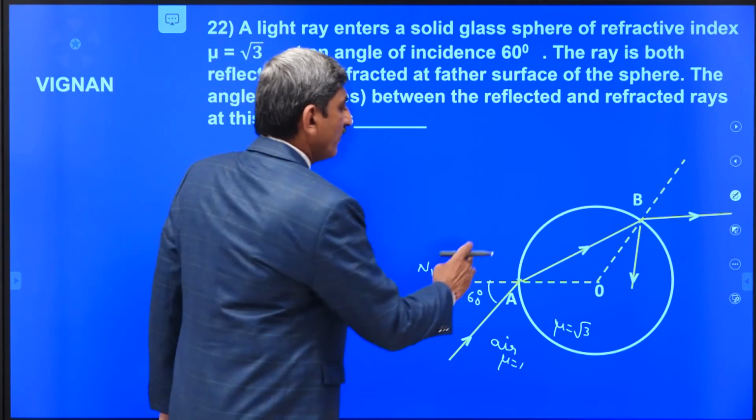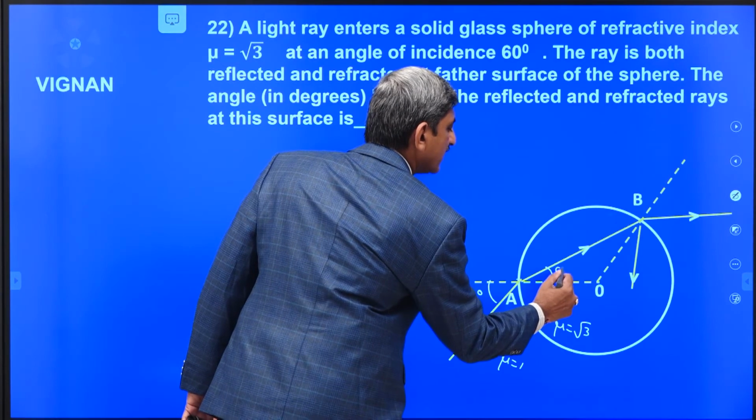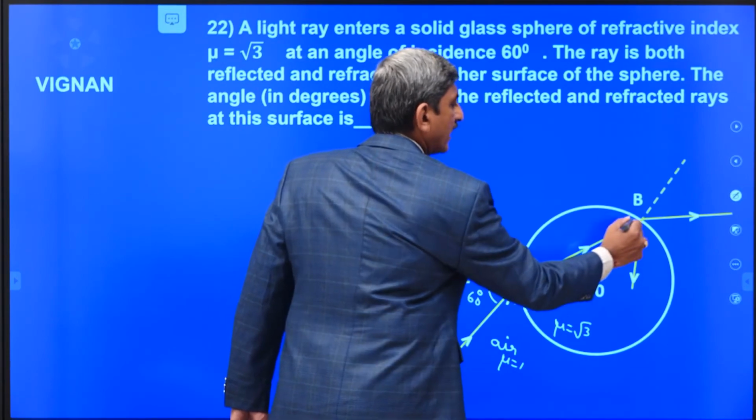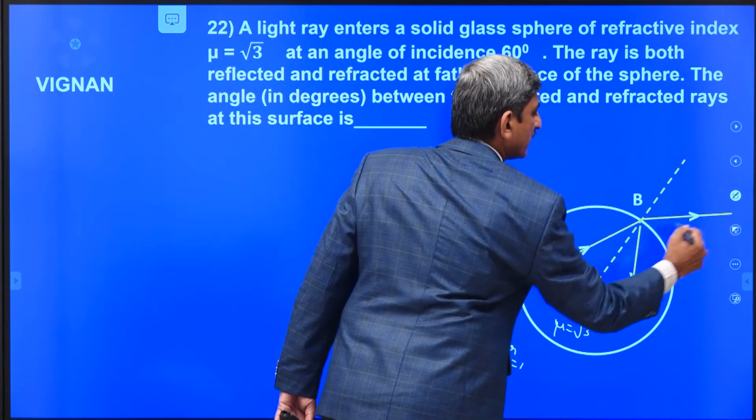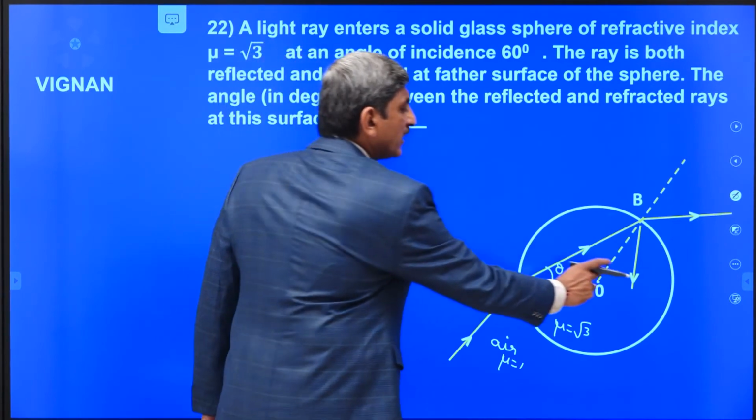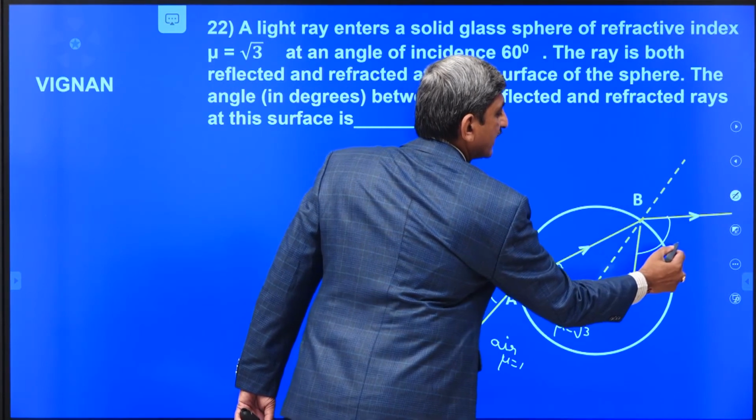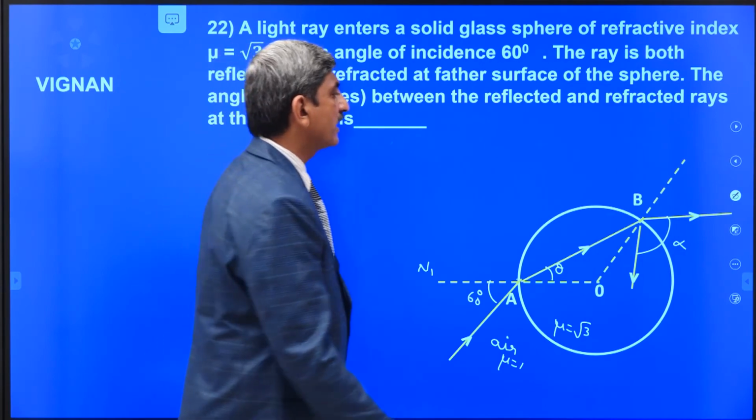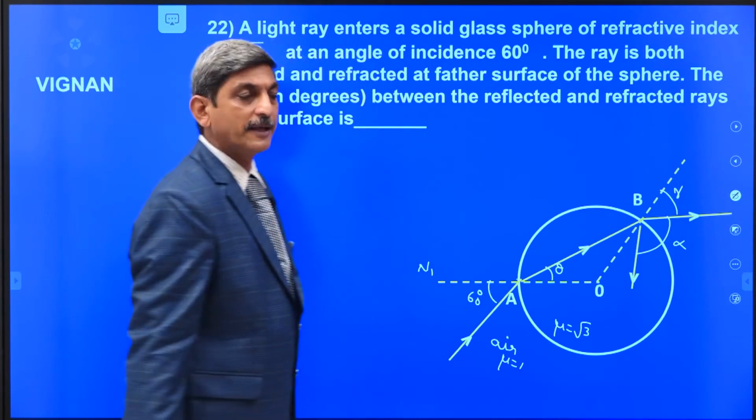Now you know that whenever the light ray travels from one medium to another medium, it refracts, and let us assume that this angle is theta. And at this point B, the light ray meets the second side of the sphere and it emerges out along this path and also reflected along this path. That means at point B, it is partly reflected and partly refracted. Now in this problem we want to determine the angle alpha between the refracted ray and the reflected ray. For that, let us assume that R is the angle of emergence at the point B.